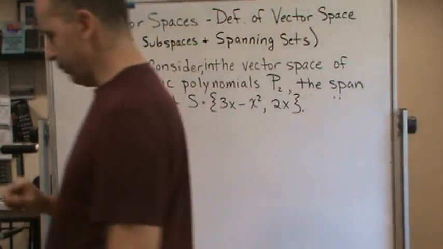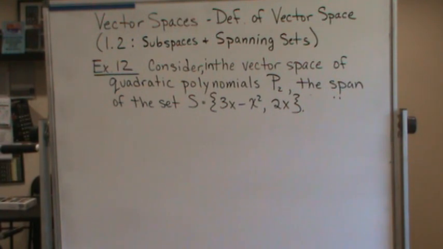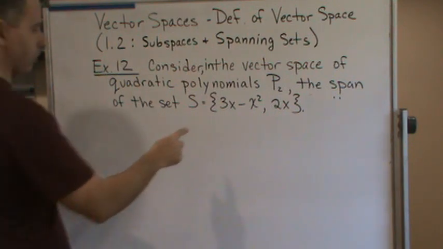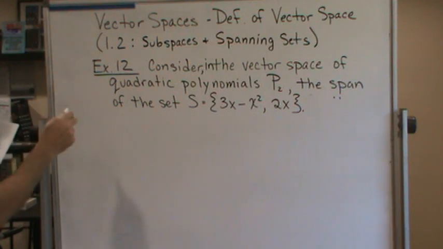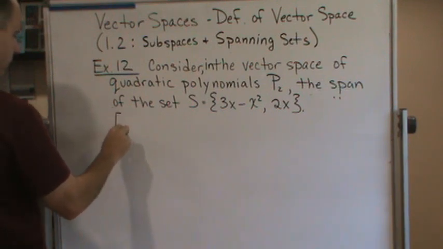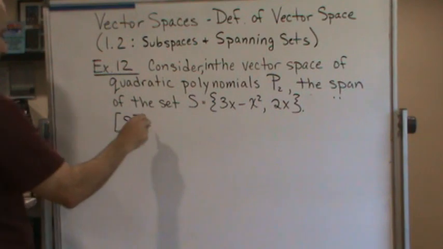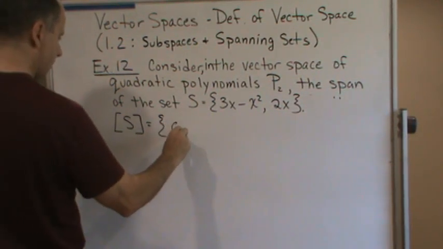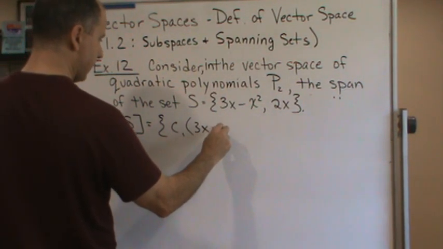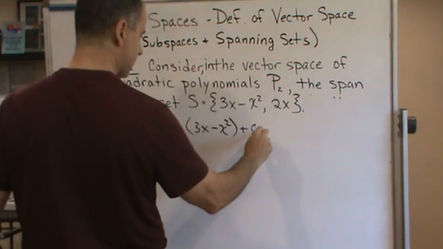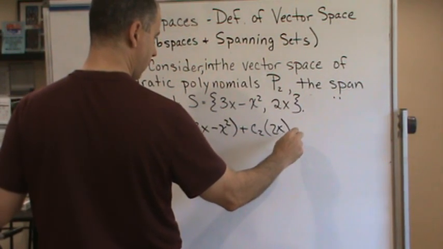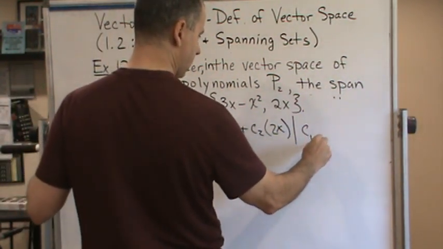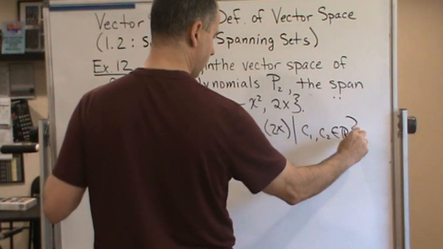So if we look at the span and we want to ask what does this look like? Well, by definition, the span of the set is the unrestricted linear combination of these two. So let's write this out as the span. So how do we do this? The span of S is going to equal the set C1 times 3x minus x squared plus C2 times 2x such that C1 and C2 are real.